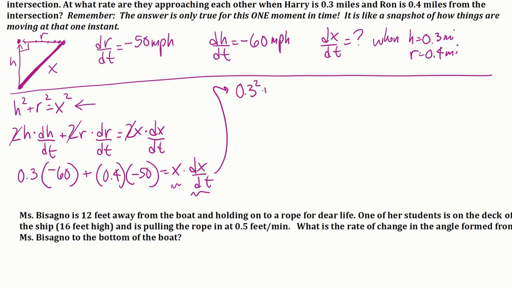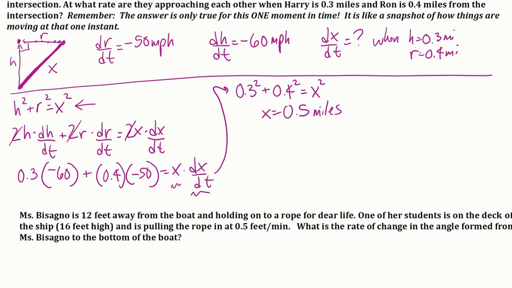0.3 squared plus 0.4 squared is equal to X squared. This is a 3, 4, 5 triangle, so X is equal to 0.5. If you don't believe me, use a calculator and double check. So at this moment in time, they are 0.5 miles away from each other. So then I can plug that back into my derivative. So 0.3 times negative 60.